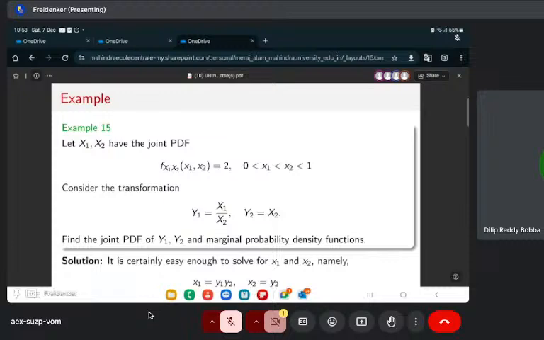The question will be like, they will give you a joint PDF. They will give you a transformation, let's say x1 by x2. They won't give you y2, which is equal to x2. So the question there will be, find the probability density of y1.